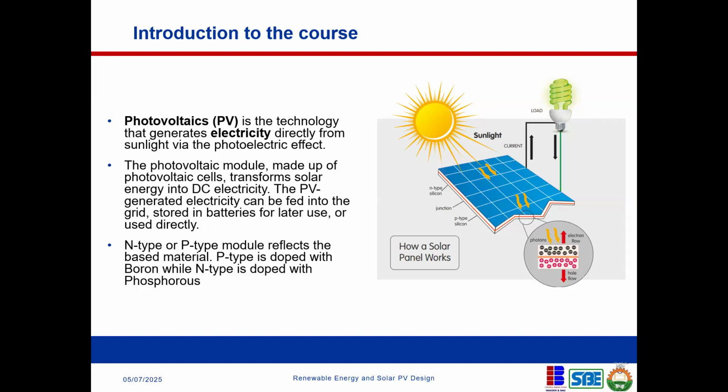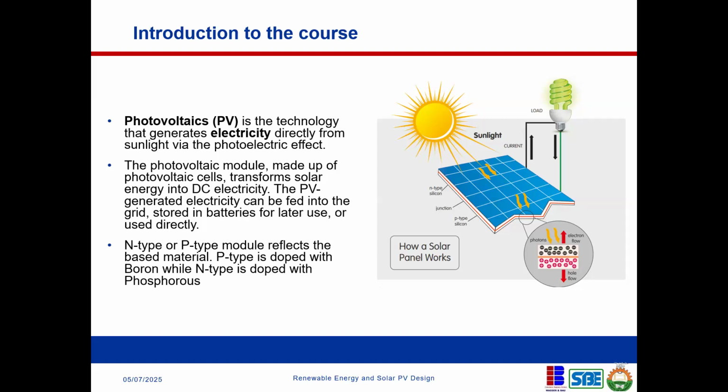P-type is doped. Essentially, PV modules are doped with certain materials, right? So if it's a P-type PV module, it is doped with boron, while N-type is doped with phosphorus, right? So essentially, the N-type is better: it has higher efficiency and a lower degradation rate. Yeah, so the N-type is kind of superior to the P-type. I just want to put this out.